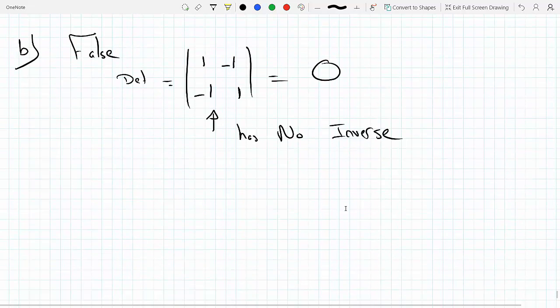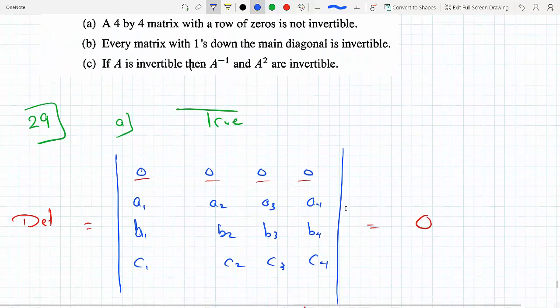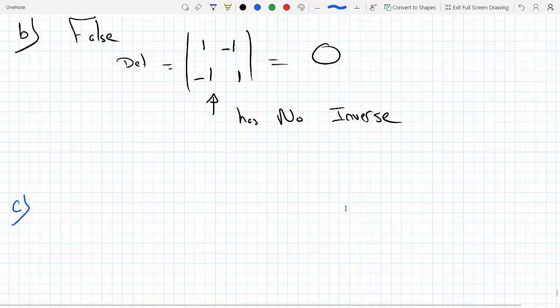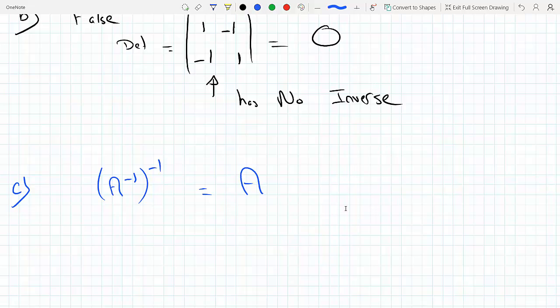And part C, it says if A is invertible, then A inverse and A squared are invertible. Well, A inverse is definitely invertible, because A inverse will get me back an A, right? So if a matrix A is invertible to give you A inverse, then definitely A inverse has to be invertible so it can get you back A, right? So that's a true statement.